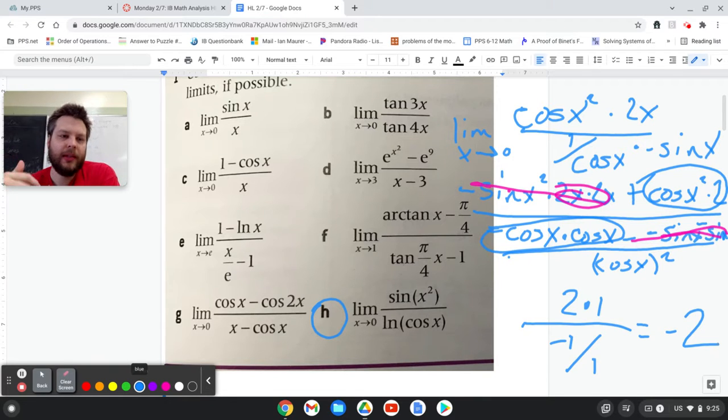So the process is you try to substitute the original value into the original fraction. If it's an indeterminate form, you take the derivative of the numerator and denominator as separate functions using the chain rule or the product rule or the quotient rule, whatever you need to do. And then you try to resubstitute. If you need L'Hopital's rule again, you can.